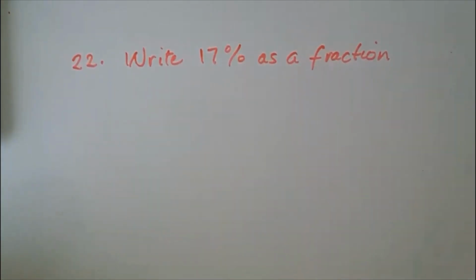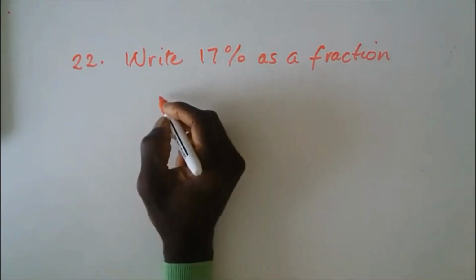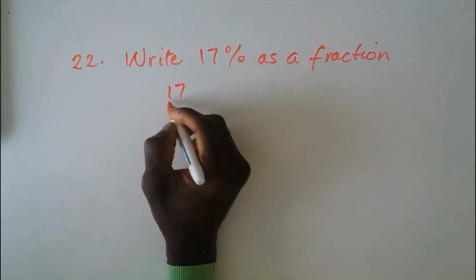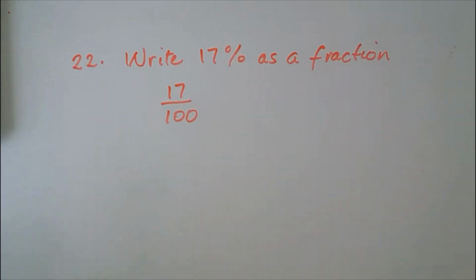Write 17% as a fraction. Percentage means out of 100, so this is the same as saying 17 out of 100. We cannot simplify this fraction anymore because 17 is a prime number and only has a common factor of 1 with 100. So we can't simplify this.